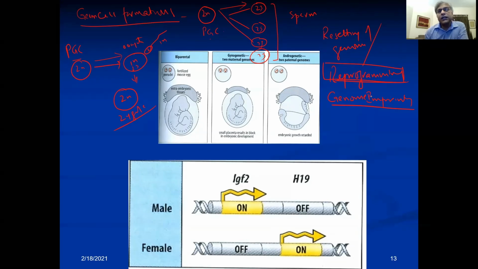What happens during genome imprinting, and it was discovered that it's conserved in plants, it's conserved in mammals. It's a very strange phenomenon that after fertilization, so 1N of sperm and 1N of oocyte, it makes a zygote. In this zygote, there are nearly 200 genes which are expressed in a parent-of-origin manner.